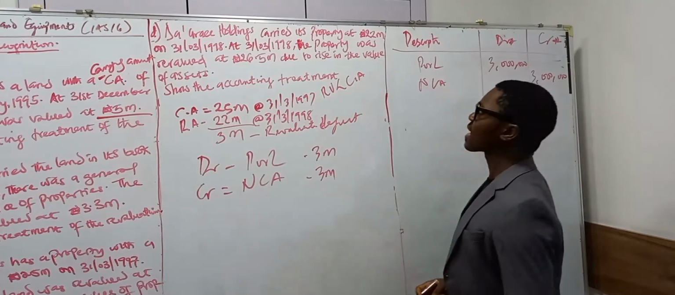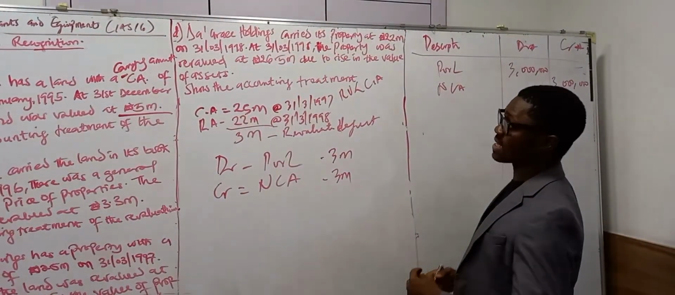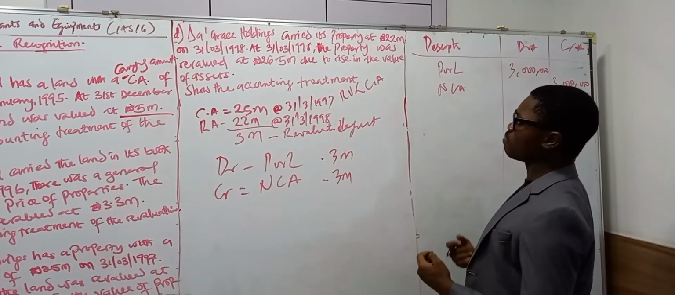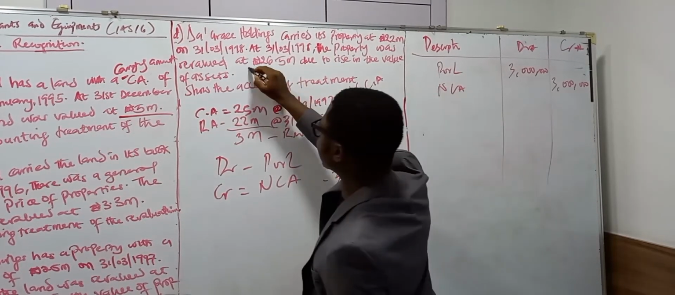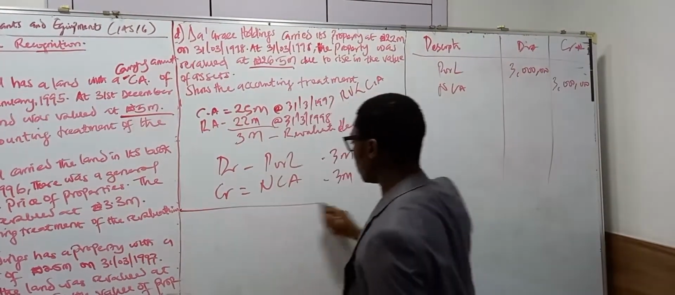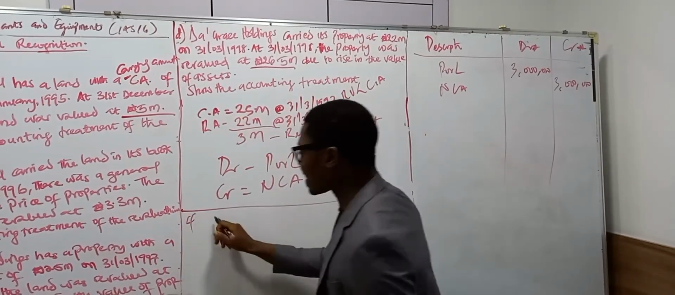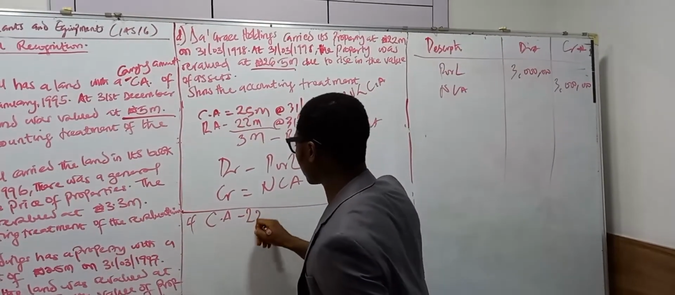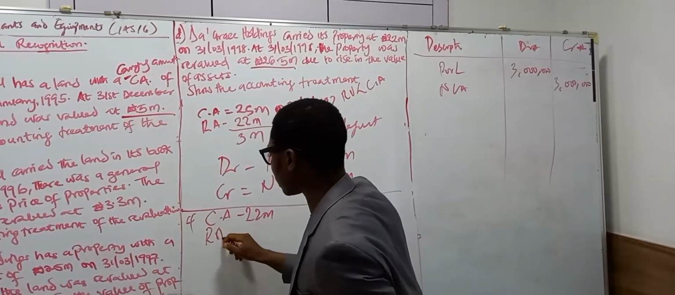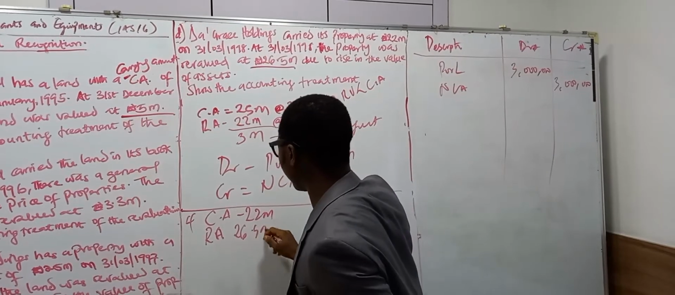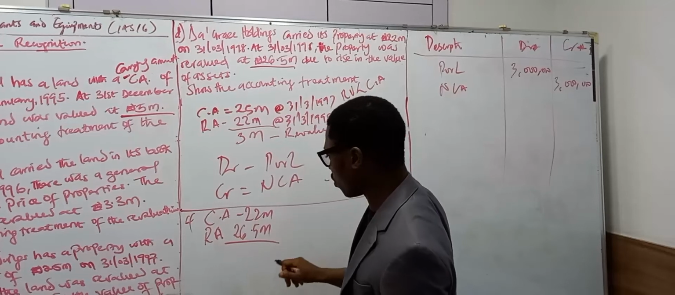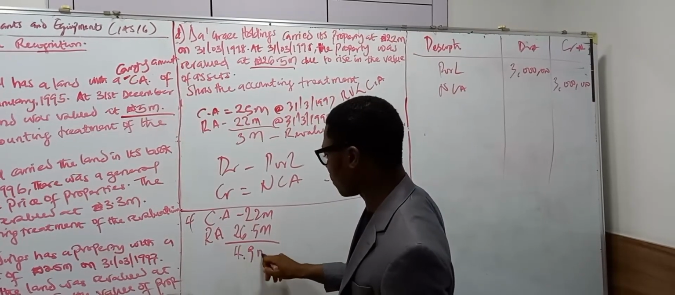Grace Holdings carries property at 22 million naira as at 31st March 1998. At the same date, the property was revalued at 26.5 million naira due to the rise in the value of assets. Going to illustration 4, the carrying amount was 22 million naira. Now it has been revalued at 26.5 million naira. Looking at this, we can see that this is a revaluation surplus of 4.5 million naira.